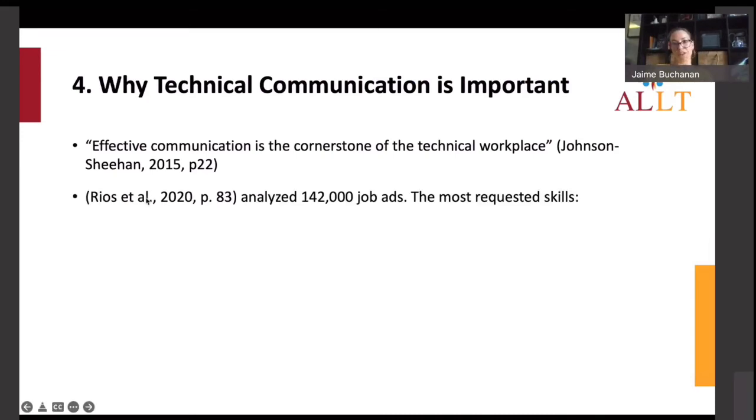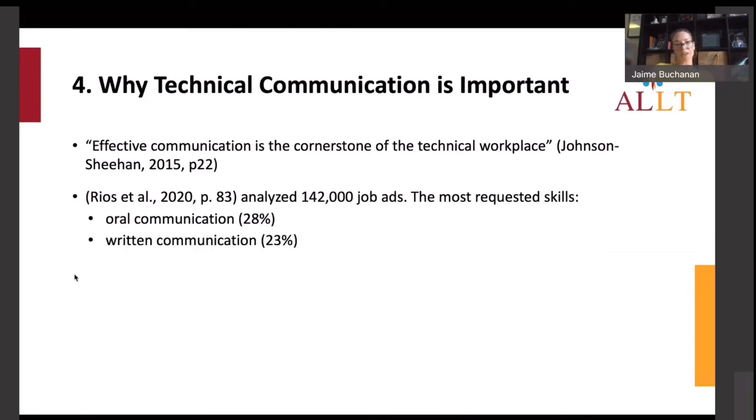But this is also borne out in the literature. In 2020, there was a major study of over 140,000 job advertisements. Communication skills featured prominently as the most consistently in-demand skills. Oral communication skills were required in over 28% of the job ads.